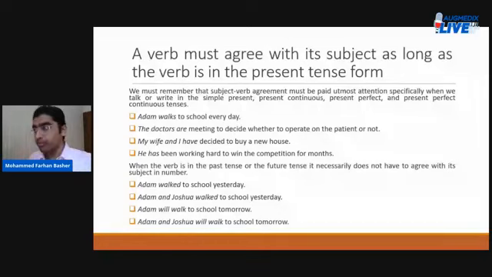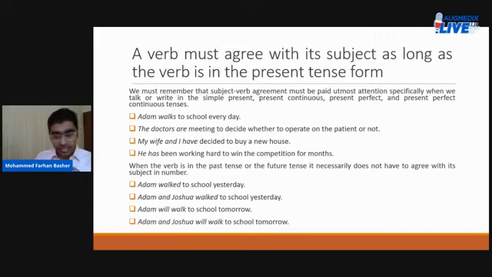Let's read out from the slide. We must remember that subject-verb agreement must be paid utmost attention, specifically when we talk or write in the simple present, present continuous, present perfect, and present perfect continuous tenses, right? So we know under the present tense, we have four subcategories of present tenses, right? Simple present tense, present continuous tense, present perfect tense, and present perfect continuous tense.